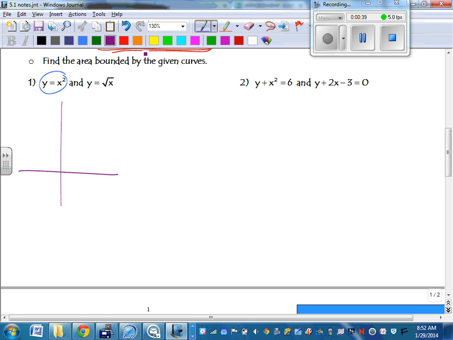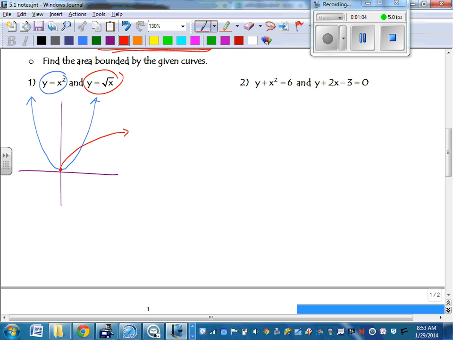Alright, so vertex at 0, 0. Opening up. Pretend like that's 0, 0. And what about our y equals square root of x? What does that graph look like? Half of a sideways parabola, right?